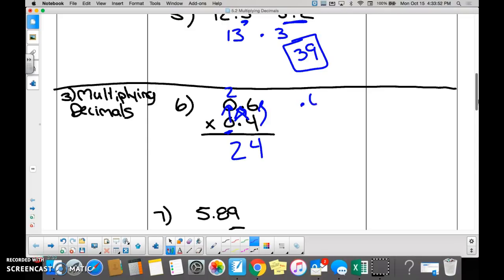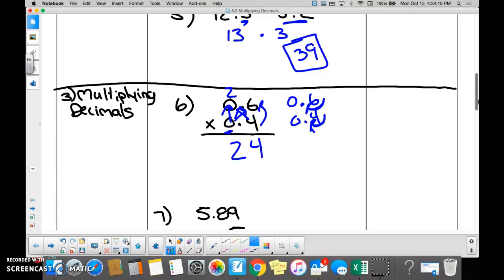And since we have 6/10, 0 and 6/10, you can also write it as 6/10, and we have 0 and 4/10, or 4/10, we see that the decimal point is moved in one spot and moved in one spot on both numbers. So we are going to take the one spot on the top number and the one spot on the bottom number and add those together.